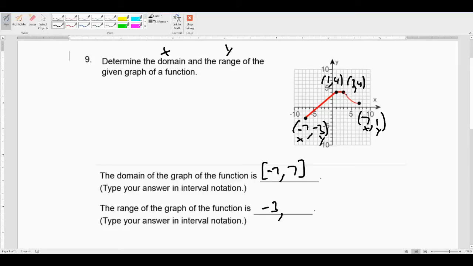And the highest y value, well, both of these have a 4, so I need one of them, 4. The dots are all shaded in, so I'm going to use brackets in that case. A bracket looks like a bracket. That's just a bracket. We're done.